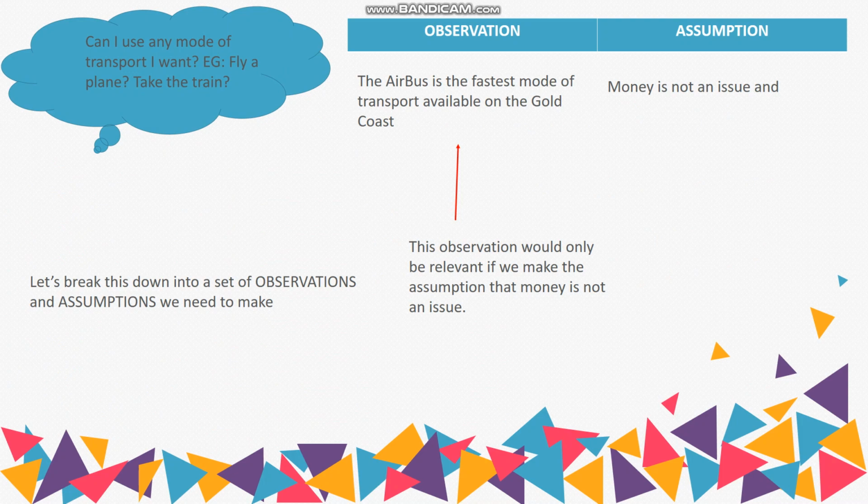If I was going to use this, I'd have to make the assumption that money is not an issue. I'd have to also make another assumption saying everyone has a private jet, which is completely unreasonable. So this is what we call a flawed observation and assumption. I've set up my assignment to be flawed from the beginning.